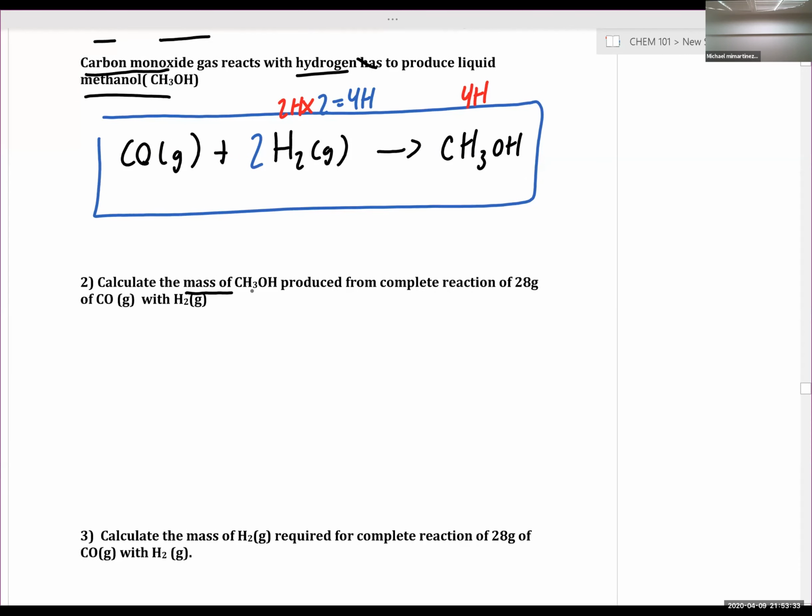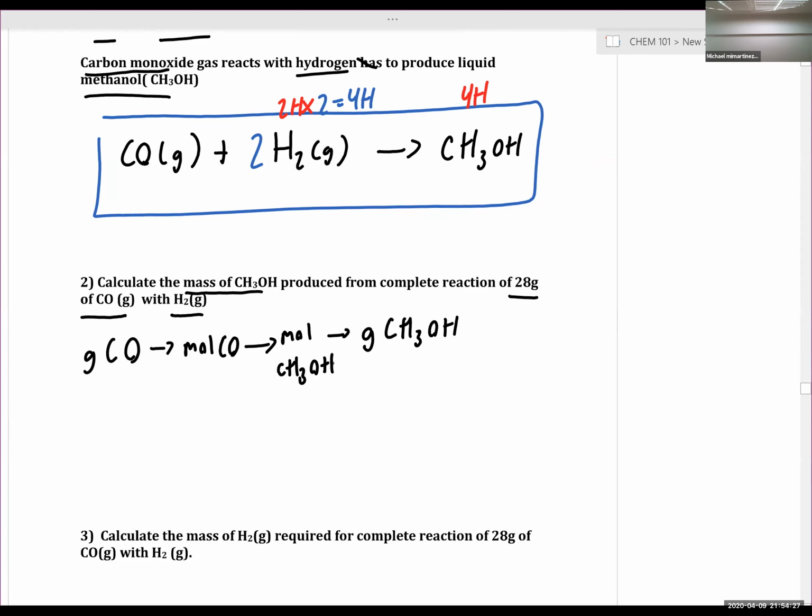We're asked to calculate the mass of methanol produced from complete reaction of 28 grams of carbon monoxide with hydrogen. So we're trying to calculate the grams of methanol, and we are given the grams of carbon monoxide. In order for us to convert between these 2 masses, what units are we going to go through, given that we have the chemical equation? Yep, the mole-to-mole conversions. We're going to go from grams of carbon monoxide to moles of carbon monoxide, and then from moles of carbon monoxide, we'll calculate the moles of methanol.